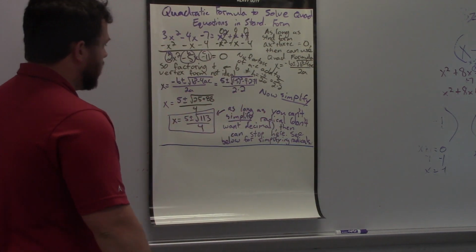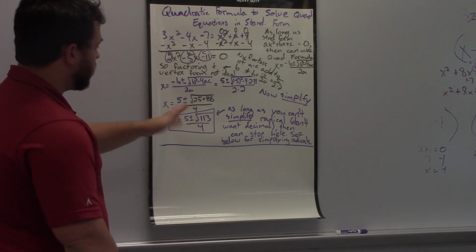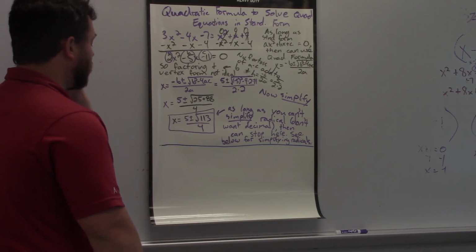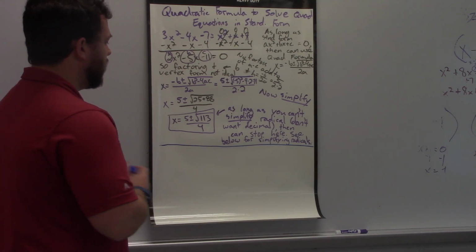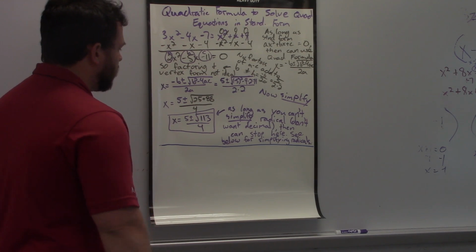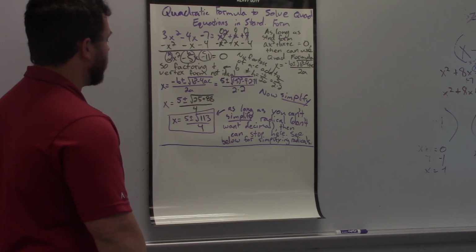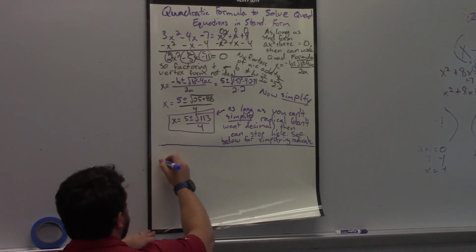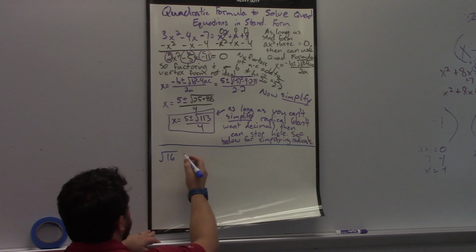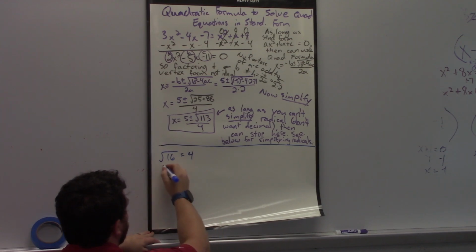Now this one, we're not simplifying anything as far as I can see. Looking at 113, there are no factors of 113 that I can take the square root of. But let me show you what to do if you could in fact take the square root, or simplify that radical. So if I take something like the square root of 16, most of us know that we get a 4, right? That is because 4 squared is equal to 16.